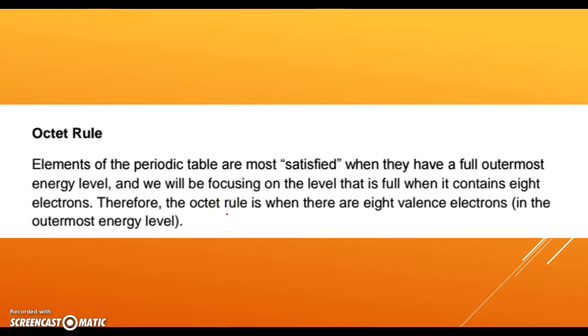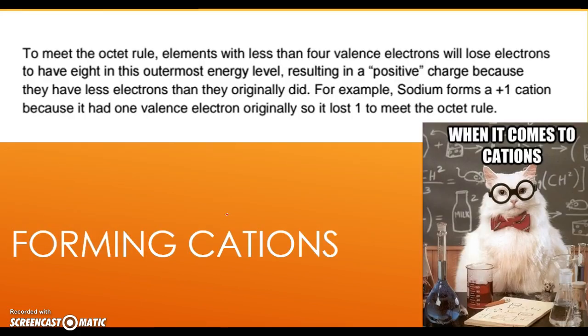The octet rule is going to be essential that we remember. Elements of the periodic table are essentially satisfied, in quotes, when they have a full outermost energy level, and we're going to focus on the level that is full when it contains 8 valence electrons. The octet rule, if you think about octagons, you know that starts with that oct prefix. That means 8. So we're shooting for 8 valence electrons. Some of them already have 8 valence electrons. Those are the noble gases, the furthest right: helium, neon, argon, krypton, xenon, and radon. But the other ones are going to have to form ions to get to these 8 valence electrons. So they can either form cations or anions.